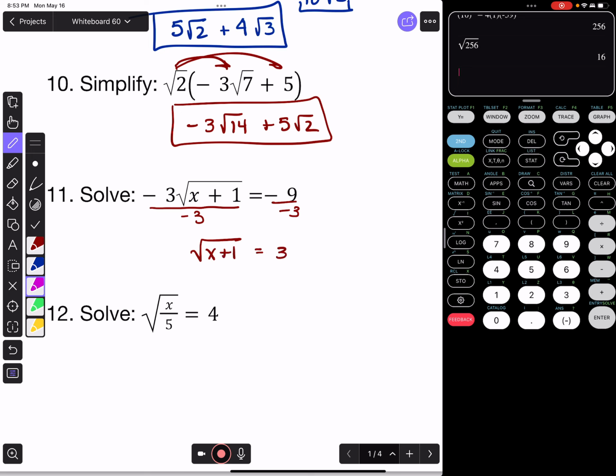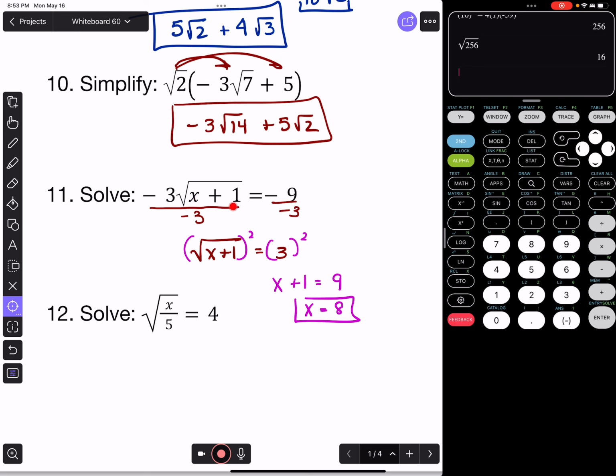Now we can square both sides, and the radical is gone, and we can see that x is 8 just by subtracting 1. You can check it real quick. 8 plus 1 is 9. The square root of 9 is 3. Negative 3 times 3 is negative 9.